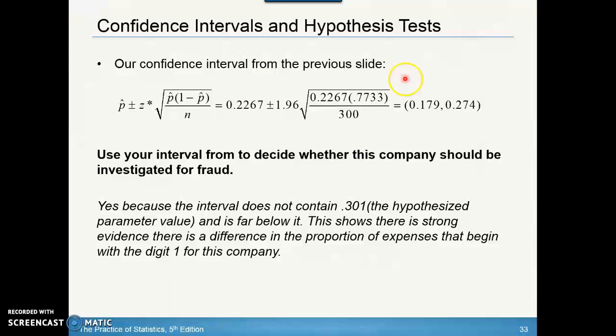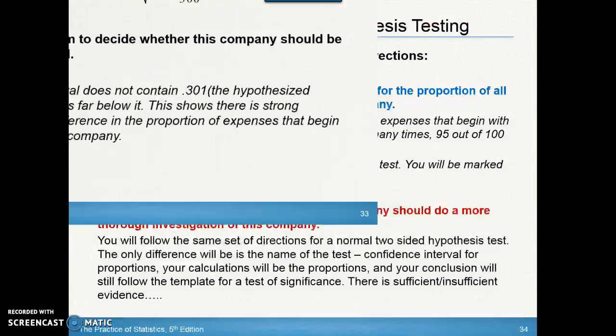Now, looking at our interval right here, should they be investigated for fraud? This is where the true population parameter should lie. But let's take a look at our hypothesized value, 0.301. That's way outside of here. If this is your fail to reject region, anything above or below is where we're rejecting. That 0.301 is definitely above our fail to reject region. The interval is actually below this value. This value is above the actual interval. So this shows that there's strong evidence that there is a difference in the proportion of expenses that begin with the digit 1 for this company. That's basically like saying we're rejecting the null.